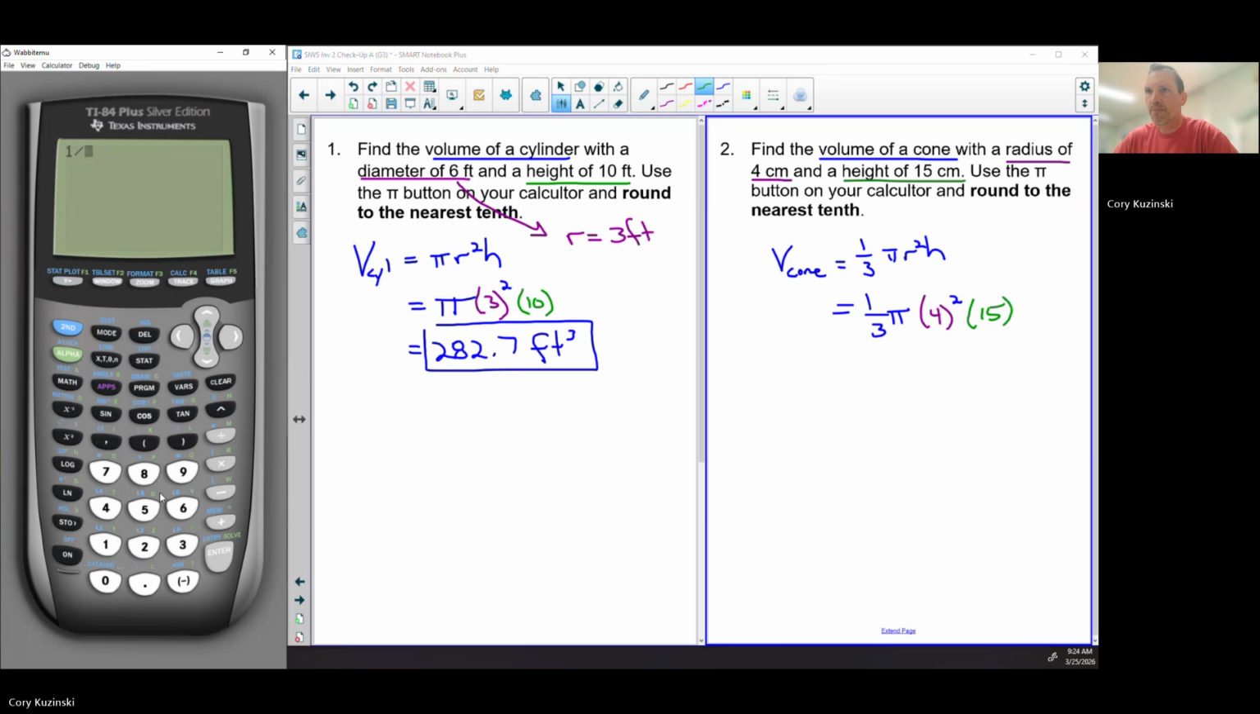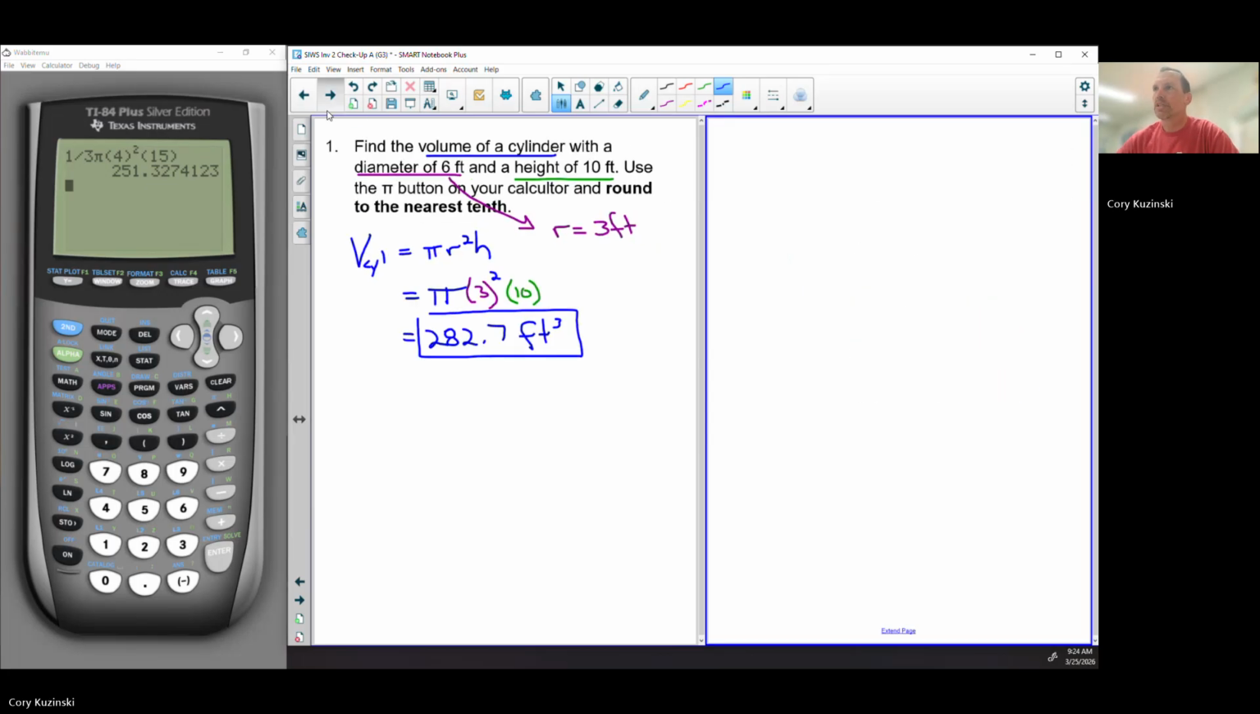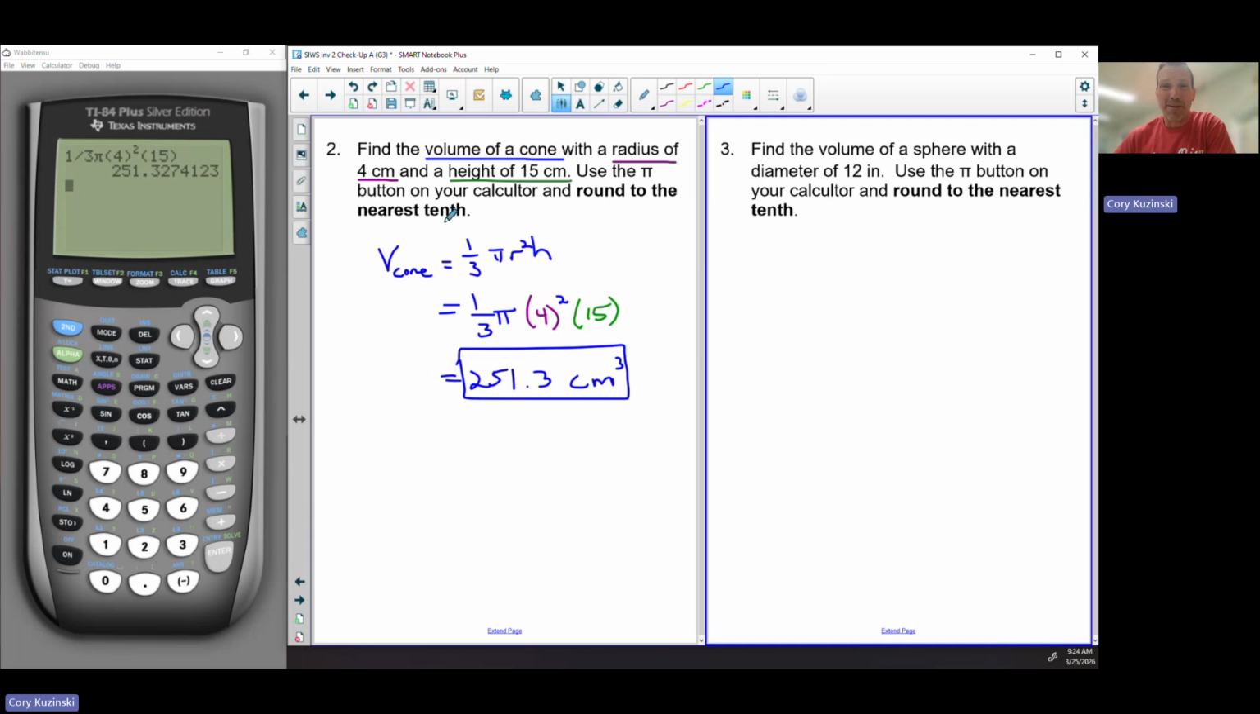1/3 times pi times 4 squared times 15. Round to the nearest tenth. So we're going to call that 251.3 centimeters cubed. Cubic centimeters. There we go. I think that's 2 gimmies right off the bat.